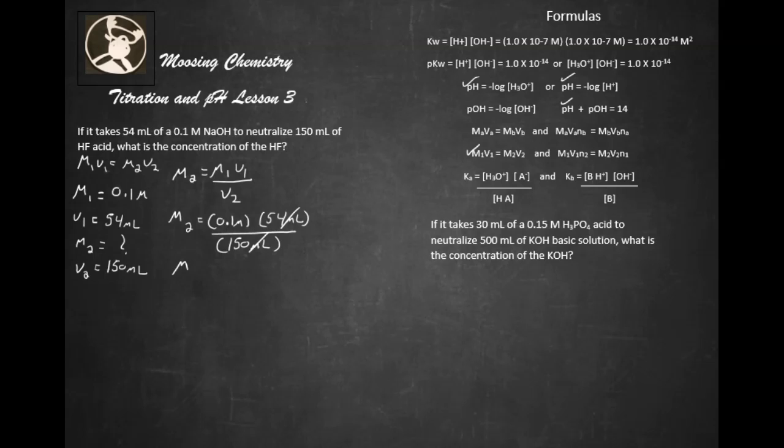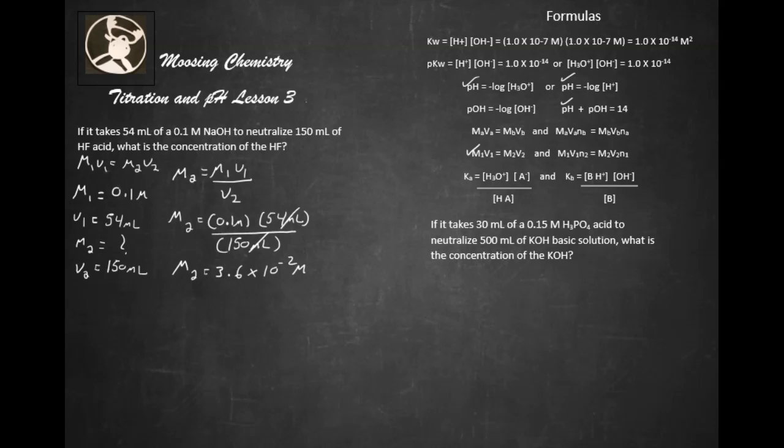M2 is equal to, let me double check with my calculator, but I think it's going to be 3.6 times 10 to the negative 2. So that's my guess. Let's see what I get. Using calculators is fun, but sometimes they're a bit ambiguous. But in this case, it's right. It's 3.6 times 10 to the negative 2. Okay, that's my molarity.